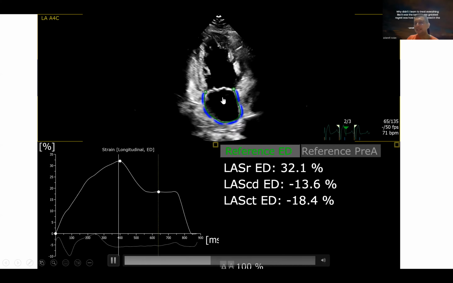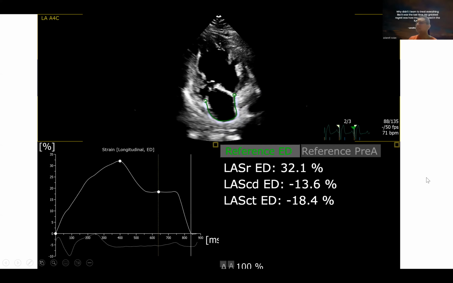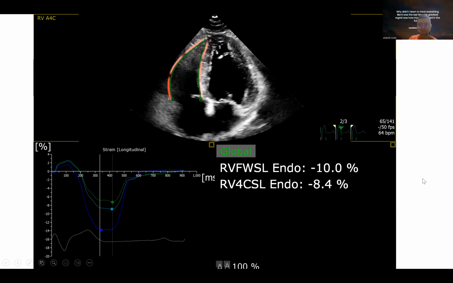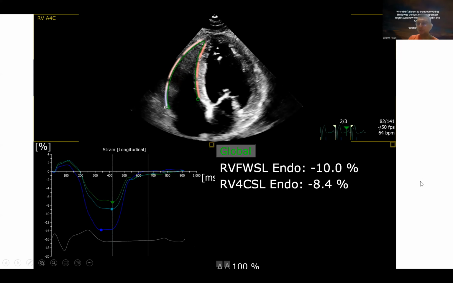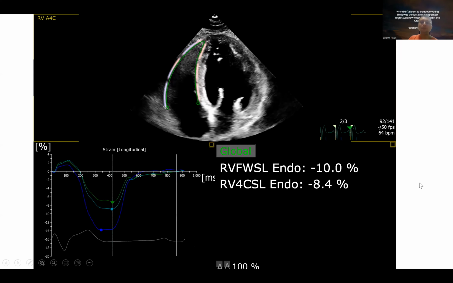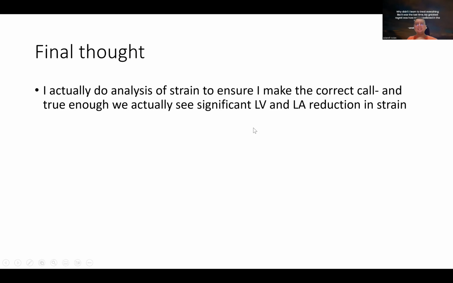I also do the LA reservoir strain, which is also abnormal at 32.1%. Normal is more than 35 to 40%. The RV function is also down, with RV longitudinal strain of negative 10. Normal should be more negative than negative 25%. So what is my final thought for the third case? I actually do analysis of strain to ensure I make the correct call. I don't simply diagnose someone with LV non-compaction. And true enough, we actually see significant LV and LA reduction in strain.